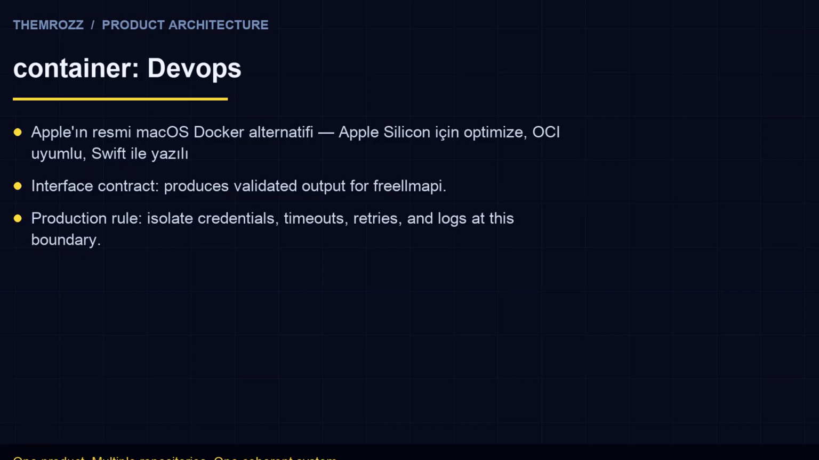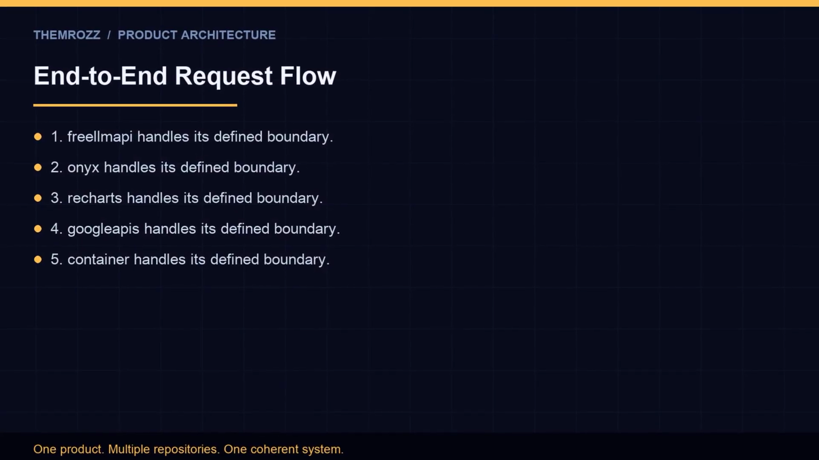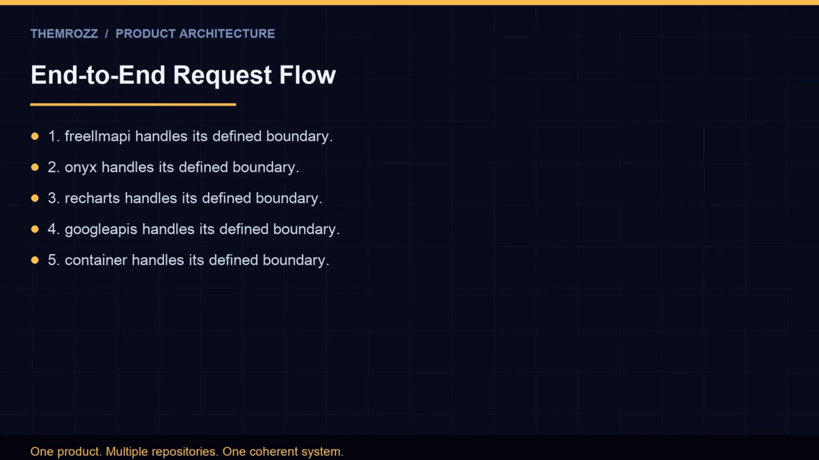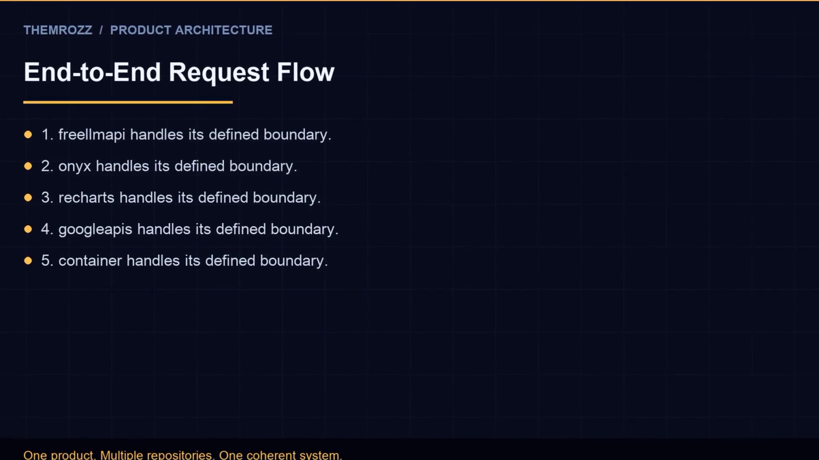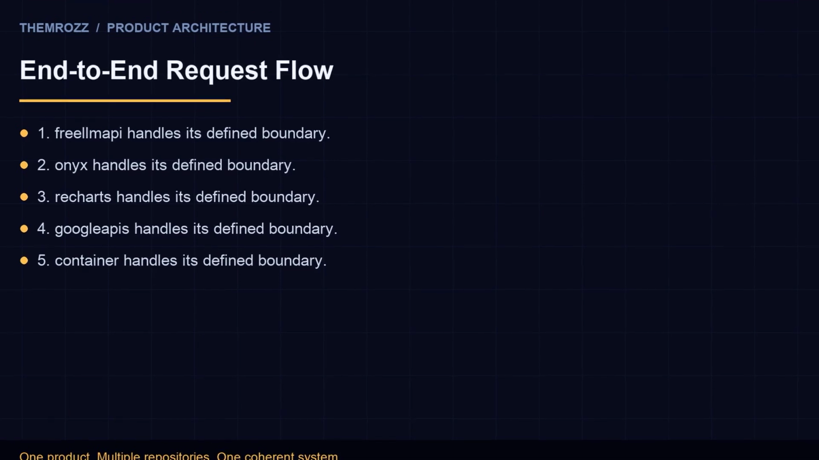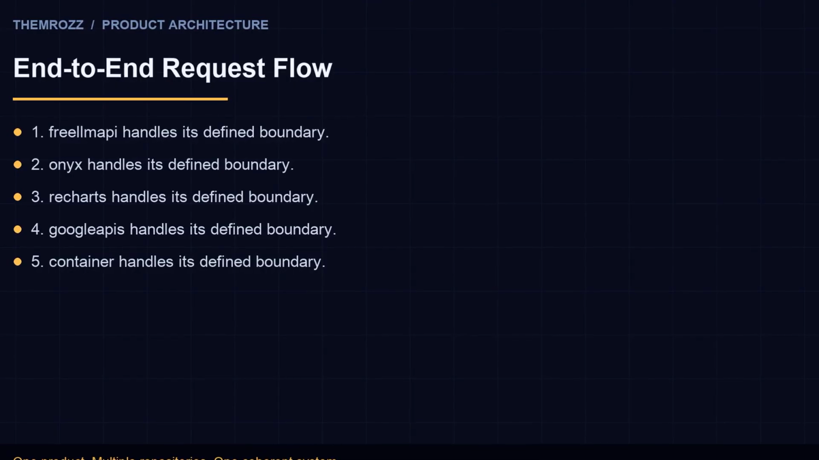Then run a full RAG pipeline test. Retrieve context from Onyx for 3 queries in the baseline set and confirm the responses are grounded in the retrieved documents. Security in this stack requires that the Google OAuth2 token and the Freellmapi API key be loaded exclusively from environment variables. The Freellmapi key must not appear in container image layers or application logs.